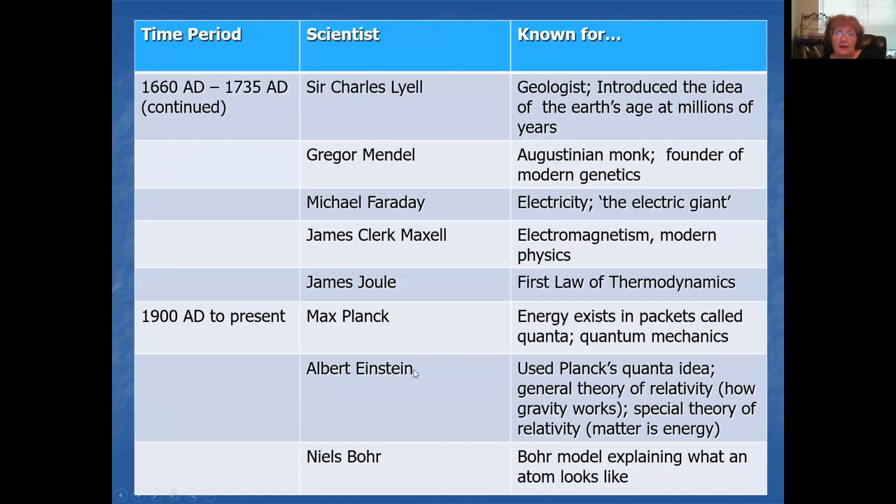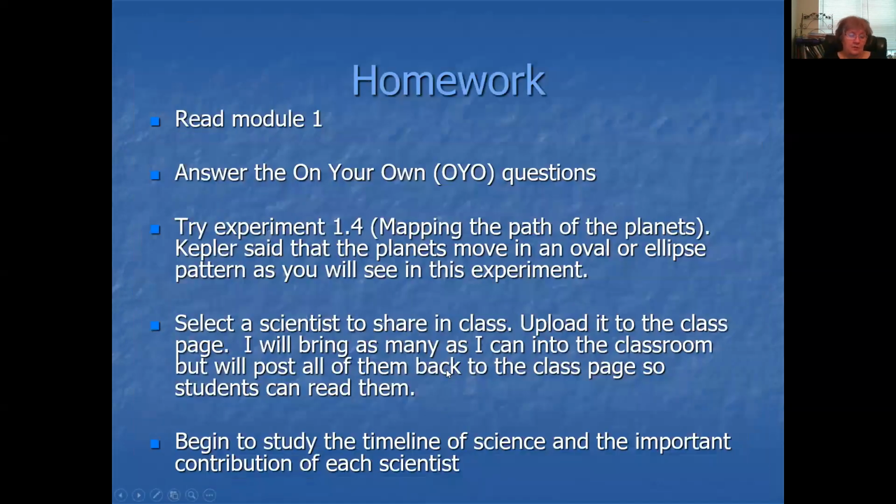Okay? So go through these, maybe make a game out of it. Maybe cut these out and do a matching game. See how many you can get. Okay? All right, so if you haven't done so already, read Module 1. In our first live class, we're going to jump right into the on your own questions, okay? So at least have read through those, or if you have your answers ready, that would be best, okay? Try some of the experiments. Try the one with Kepler, the one with the ellipse. See if you can actually see what we mean by an ellipse.